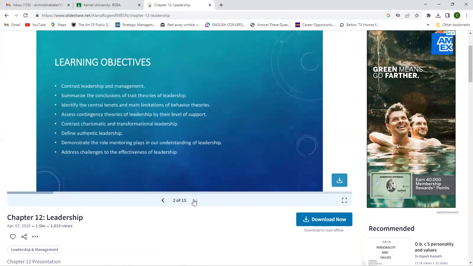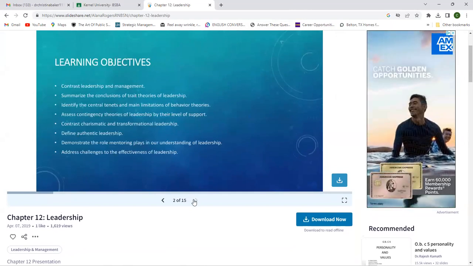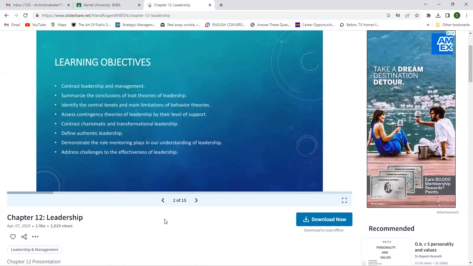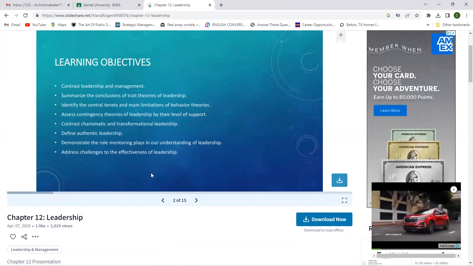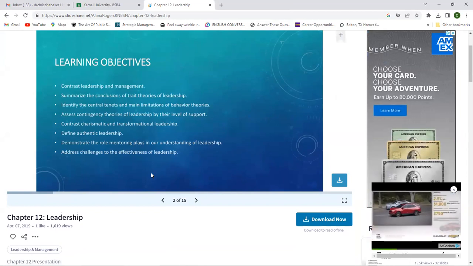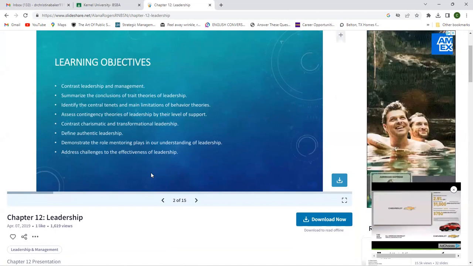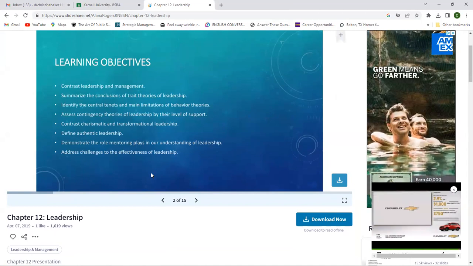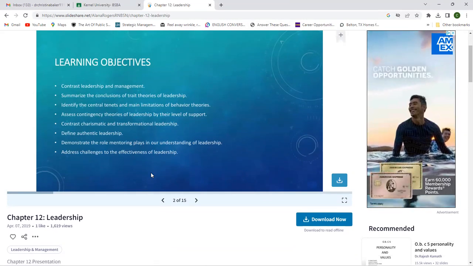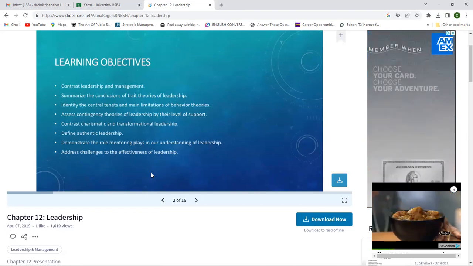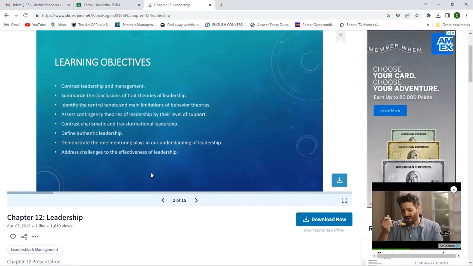Leadership research: reviewing leadership, contrasting leadership and management, summarizing the conclusions of trait theories of leadership, identifying central tenets and main limitations of behavior theories, assessing contingency theories of leadership, defining authentic leadership, demonstrating the role mentoring plays in the understanding of leadership, and addressing challenges to the effectiveness of leadership.